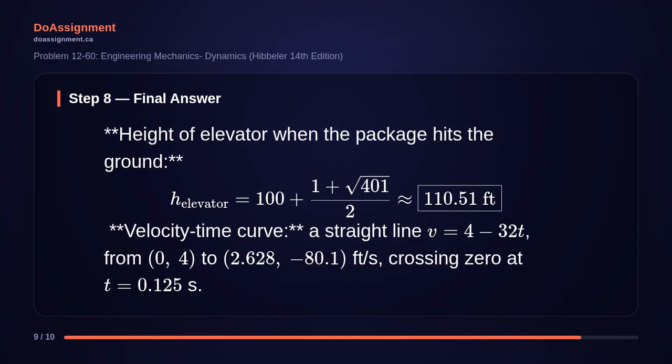The elevator is at a height of approximately 110.51 feet when the package hits the ground. The velocity time curve is the straight line v equals 4 minus 32t, beginning at 4 feet per second, passing through 0 at t equals 0.125 seconds, and reaching approximately negative 80.1 feet per second when the package strikes the ground.